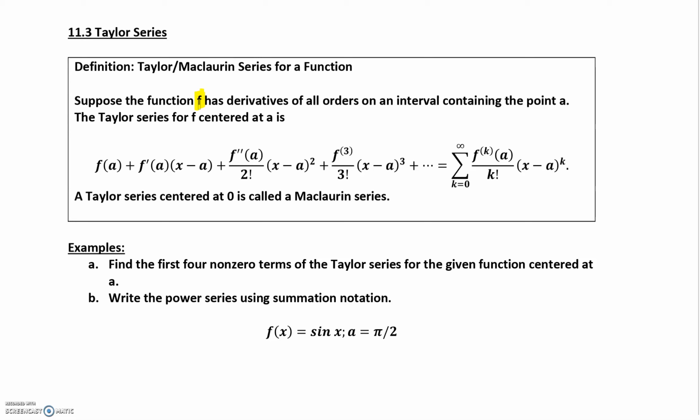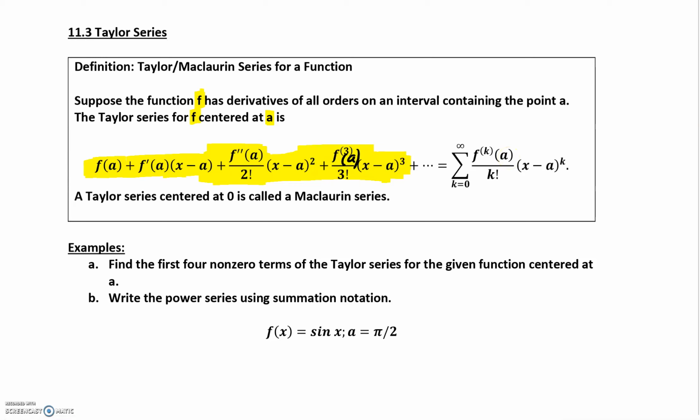The Taylor series for f centered at a is given by f of a plus f prime of a times x minus a plus f double prime of a over 2 factorial times x minus a squared plus the third derivative of f at a over 3 factorial times x minus a cubed plus and so on, which can be compressed into the sum as k equals 0 to infinity of the kth derivative of f at a over k factorial times x minus a to the k.